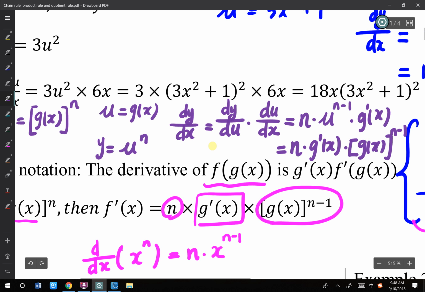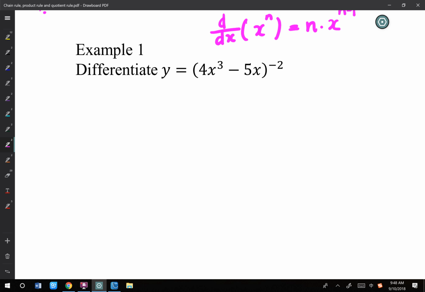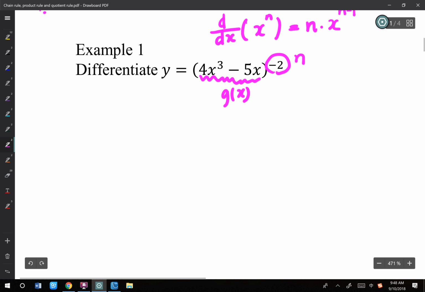Okay, how do we use that? We can look at example 1. Y equals that to the power of minus 2. This is g(x). Can you think about that? That's g(x) to the power of n, in the same form. I want to find dy/dx. 3 steps. What's the first step? N. What's n? -2. So we first write -2.